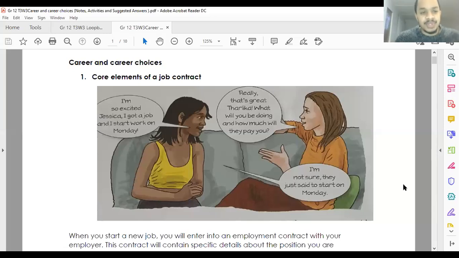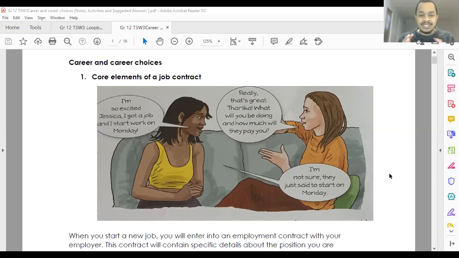Now, it is important to note, grade 12, that once you start with a job, there are some core elements that a job contract entails, and you need to know and be aware of that. Let's look at the scenario above. The lady in the yellow t-shirt is saying, "I'm so excited, Jessica. I've got a job and I start work on Monday." And the lady in the orange, which is Jessica, is replying, "That's great, Thalika. What will you be doing and how much will they pay you?" And then Thalika says, "I am not sure. They just said to start on Monday."